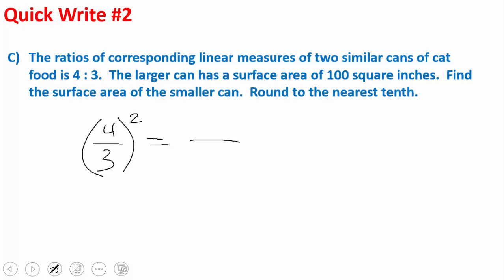Okay? And then that is equal to the surface area. And it says the larger can has a surface area of 100. So I'm going to let you figure out, where does that 100 go? Does it go on the top or does it go on the bottom? And then of course the smaller can goes in the other place. So go ahead and finish that quick write.